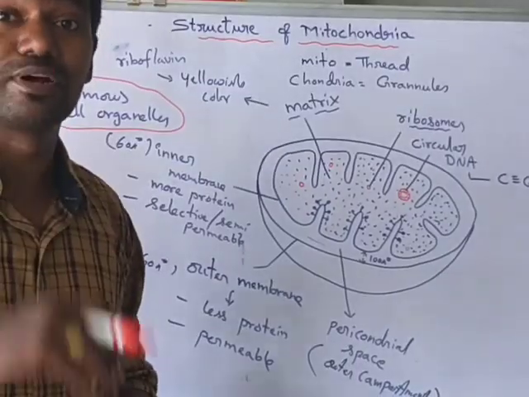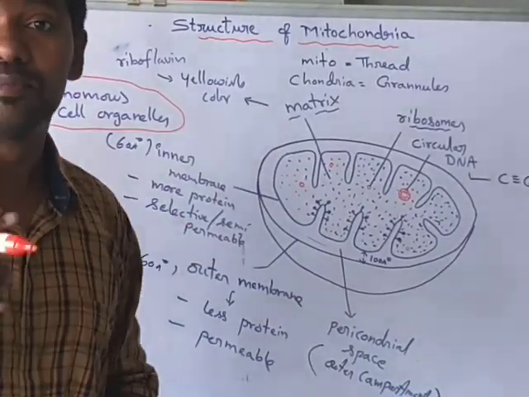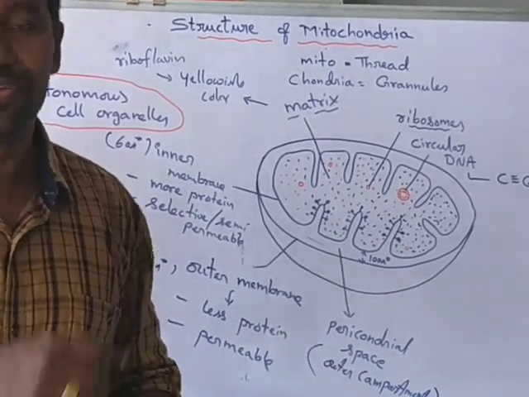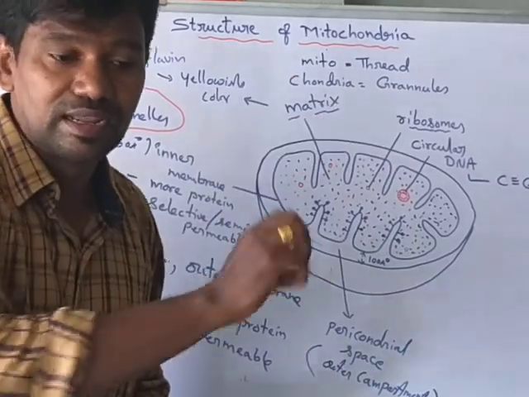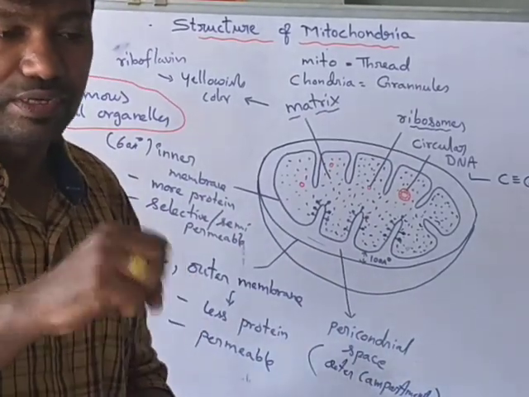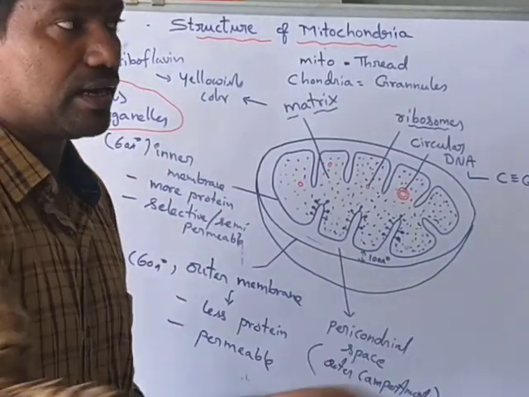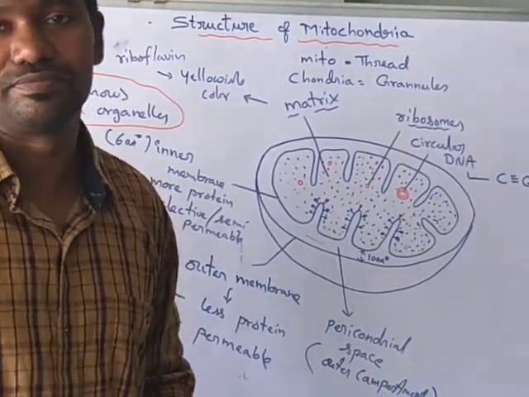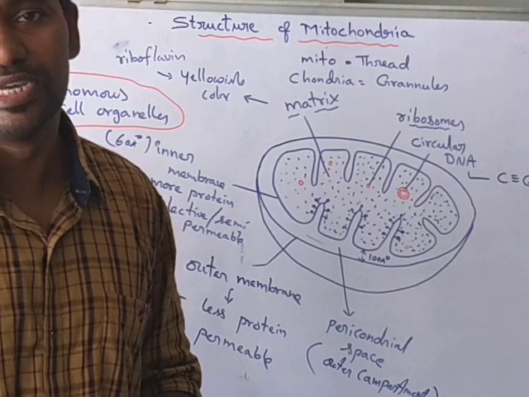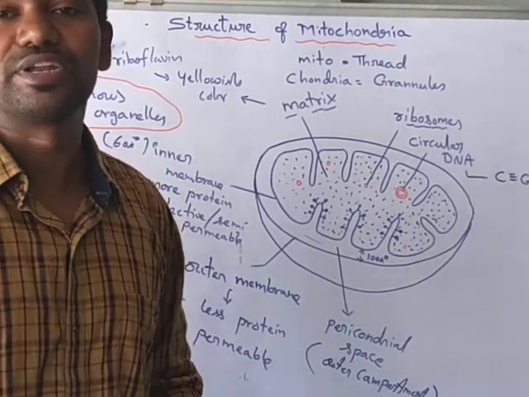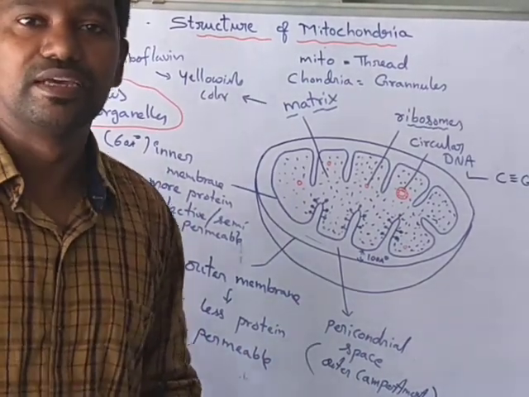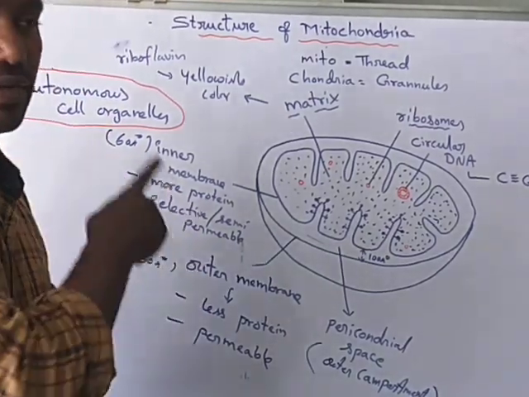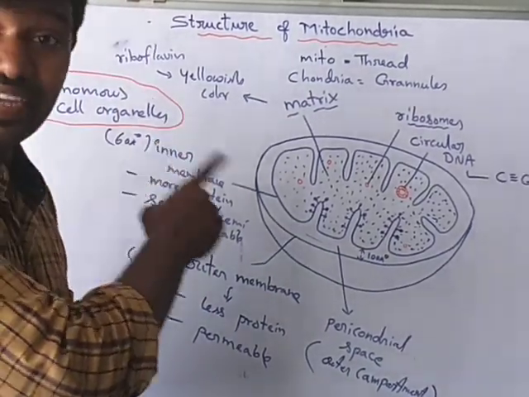That's why Altmann also gave the name bioplast, meaning living cell organelle. If you take mitochondria from the cell and put them in any other medium, they will survive, independent, because they have their own DNA.